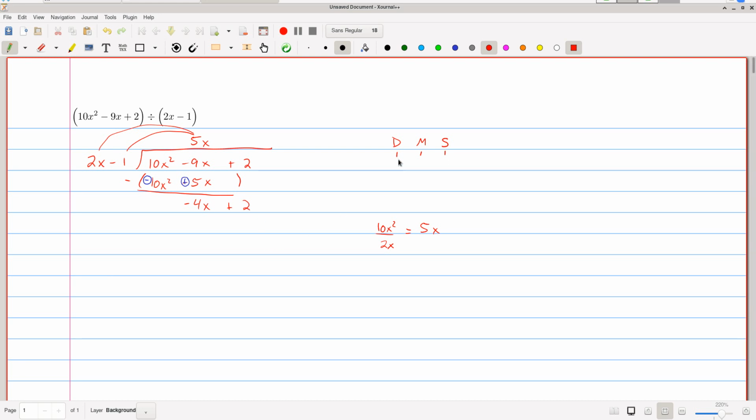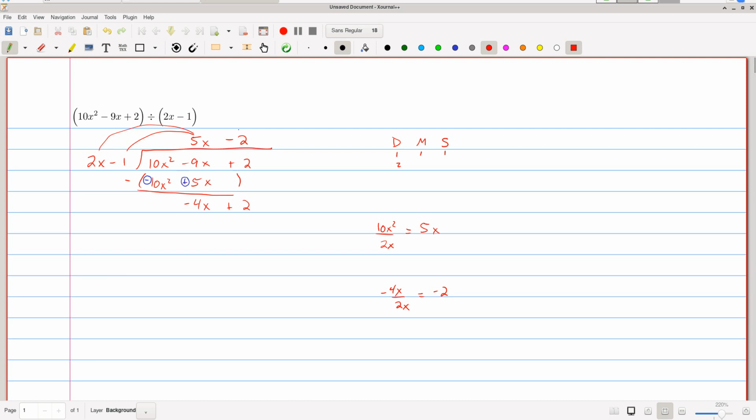Now we hit the end of the line, we're going to go back to the front and divide again. So we're going to take the new leading term, negative 4x, and divide it by the leading term in the divisor. So negative 4x divided by 2x is negative 2. We've done the division. Next, we go and multiply.